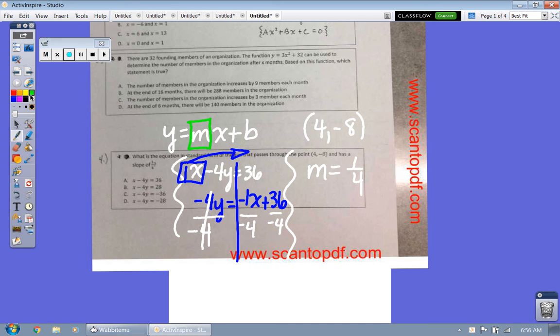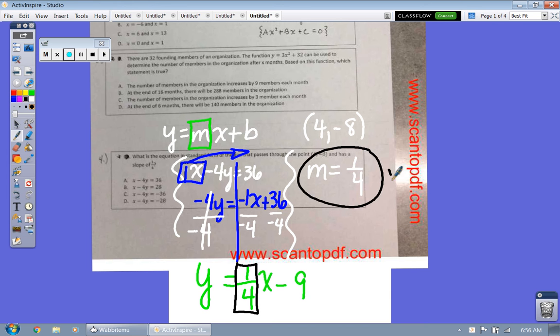Alrighty, let's clean this up here. So now we have y equals a negative 1 divided by a negative 4 is positive 1 over 4 x, and positive 36 divided by negative 4 is negative 9. Let's take a look at some information that we have. Let's look at this slope here. Do we have a slope of 1 over 4? Yes, we have that. Now we need to confirm whether or not this coordinate is on this graph.